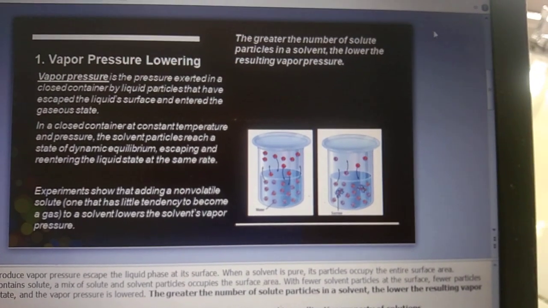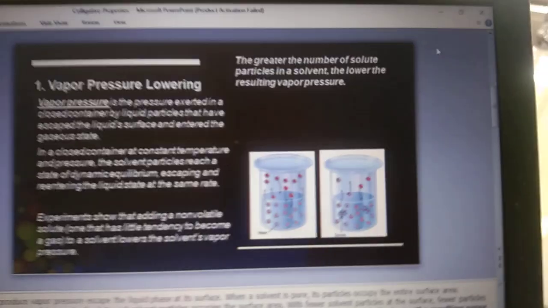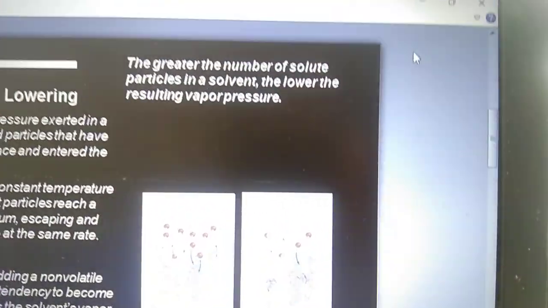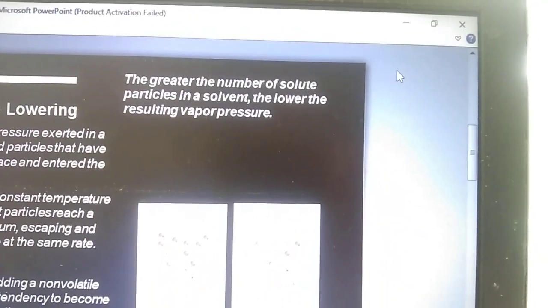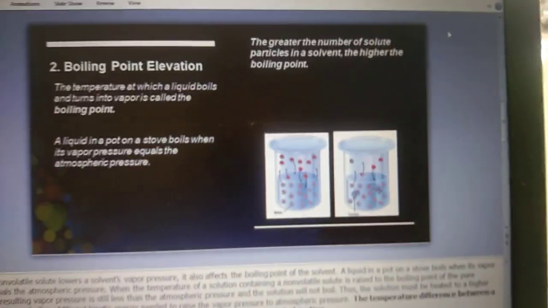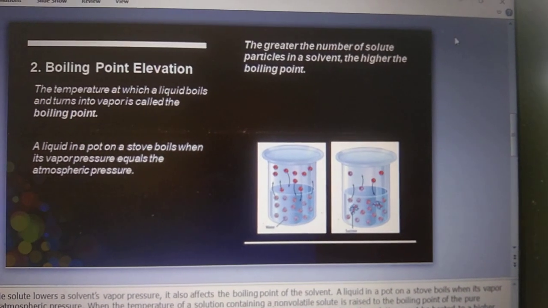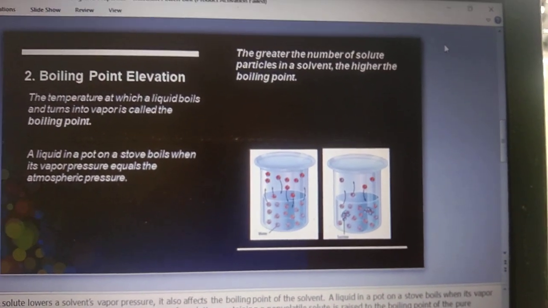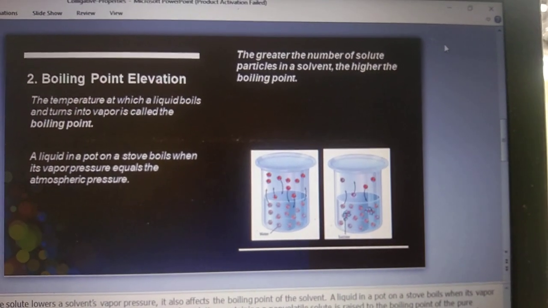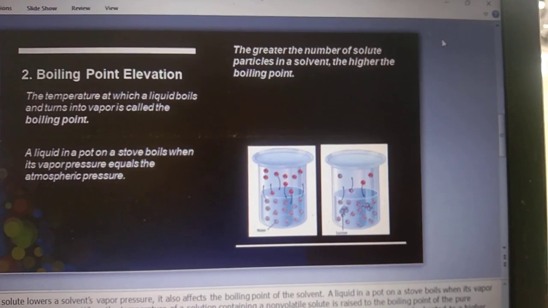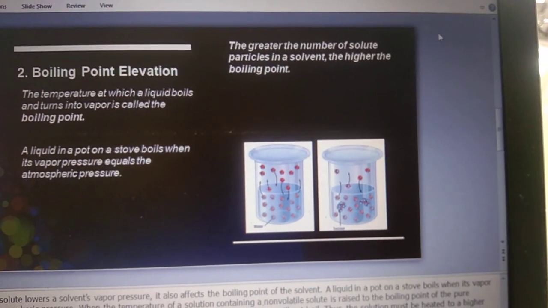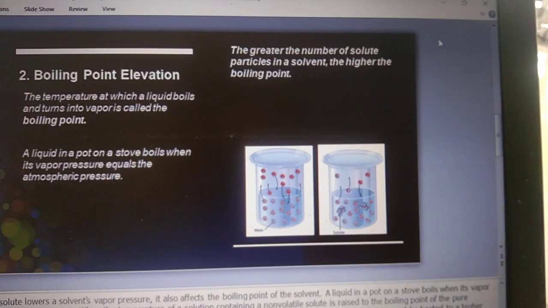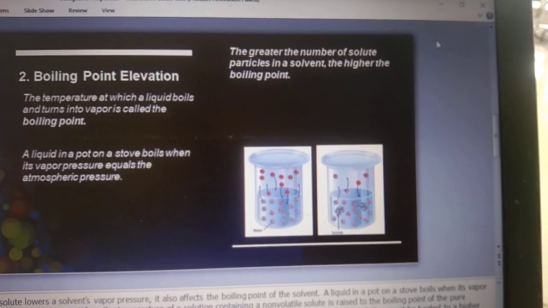This is what you should remember, class. For vapor pressure lowering, the greater the number of solute particles in a solvent, the lower the resulting vapor pressure. That's all. Let's proceed with the next one, the boiling point elevation. Remember this: the greater the number of solute particles in a solvent, the higher the boiling point. If there is more solute, the boiling point is higher.